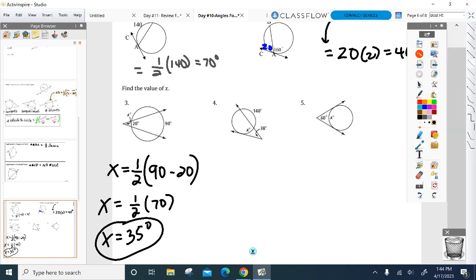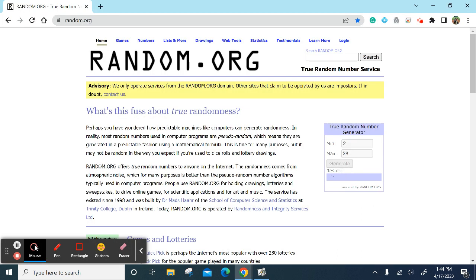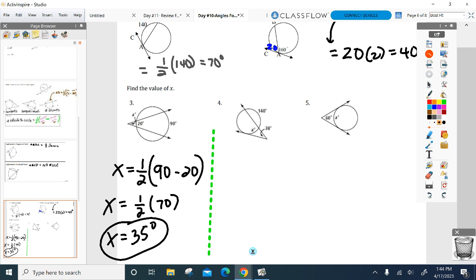All right, now we got to step it up to the honors level. Number 4. Angle 38, inside or outside? Outside. Okay, discussion's over. 38 equals 1/2 the major minus the minor arc. What did I label as the minor arc?